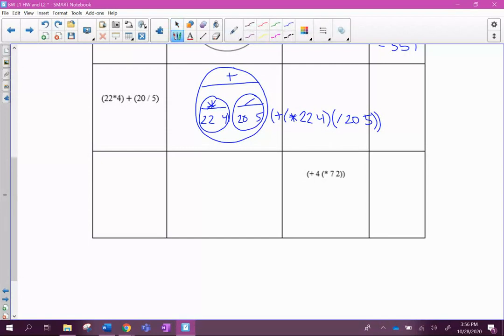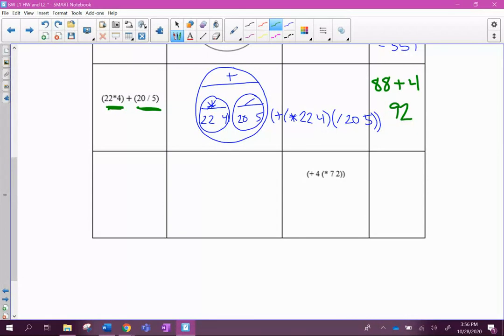All right. Then my evaluation. We have to do the first set of parentheses, which is 22 times 4. That gives us 88. And I'm going to add it to the second set of parentheses. 20 divided by 5 gives me 4. So if I add 88 and 4, we get 92.